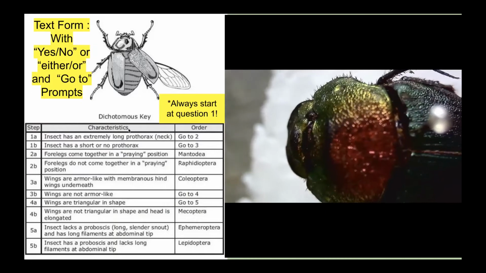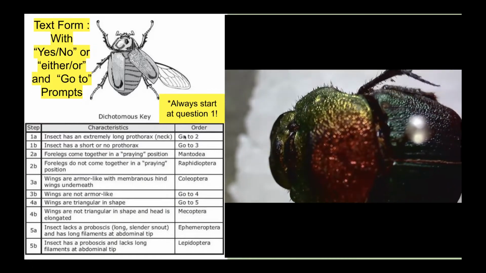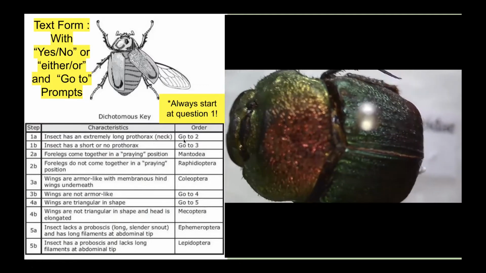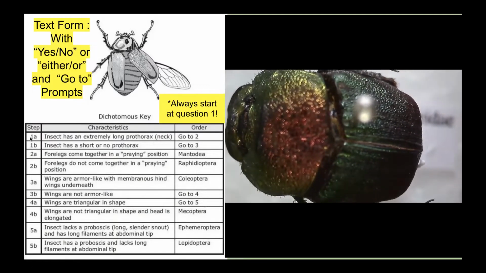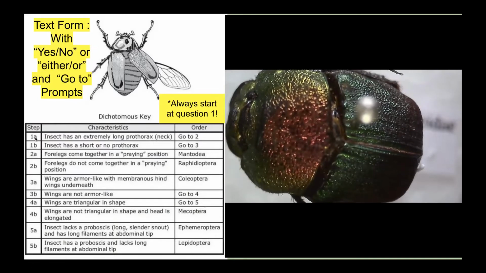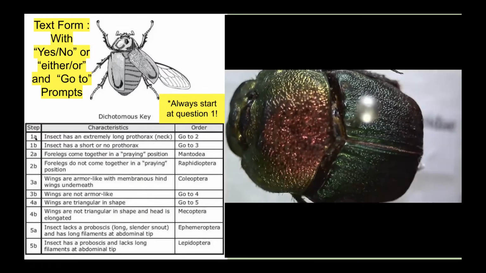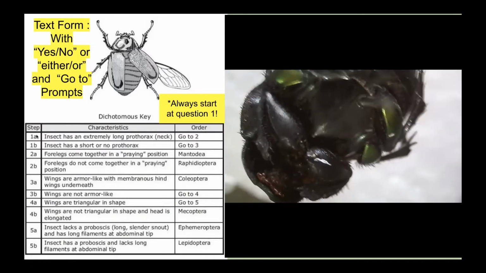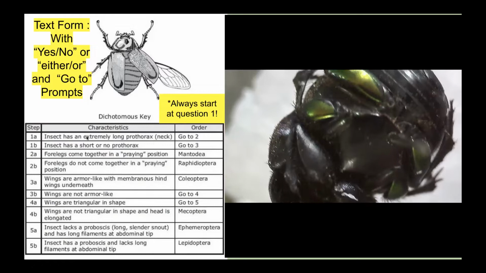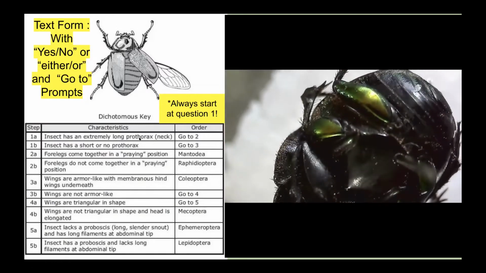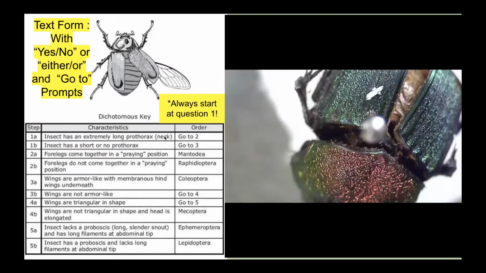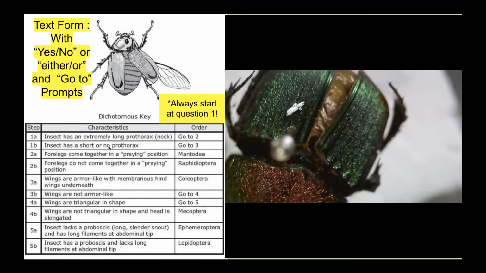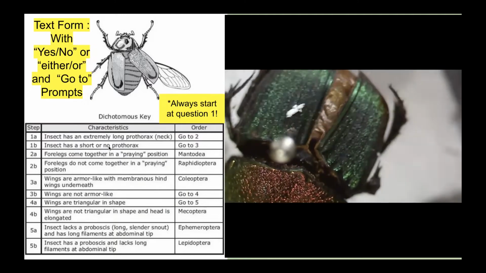Now, if we take a look really quickly at this example of a dichotomous key, we can see that it has 2 options and a go to prompt. So again, you always start at question 1. Question 1 has 2 options, which makes sense. Remember, dicot means 2. The first option, 1A, says, does this insect have an extremely long prothorax or neck? Or the other option is, does the insect have a short or no prothorax? Remember, prothorax is just a neck.